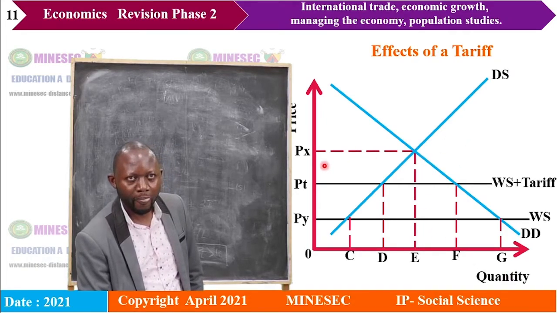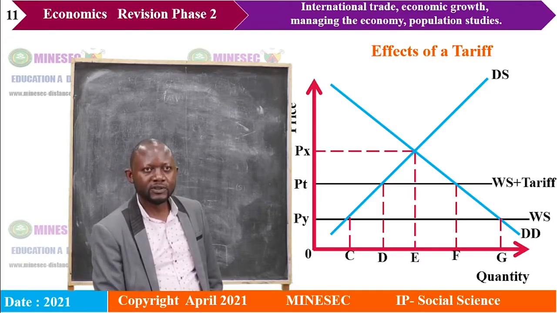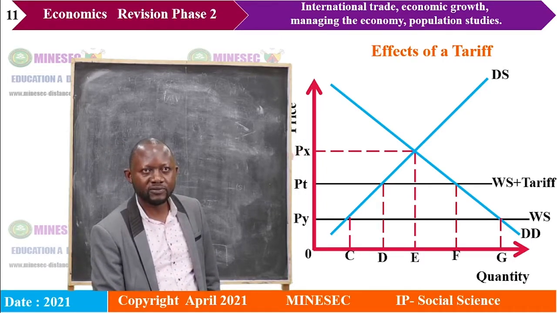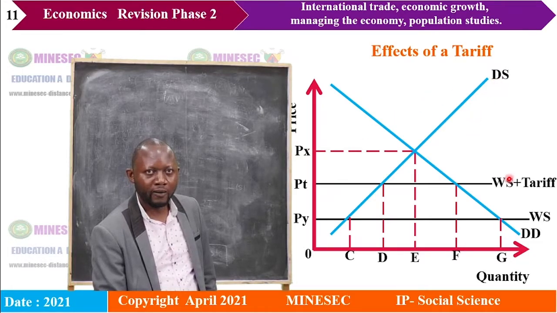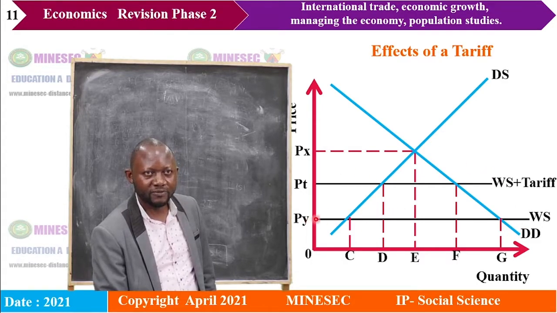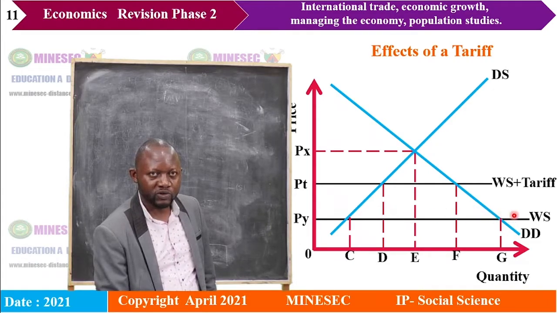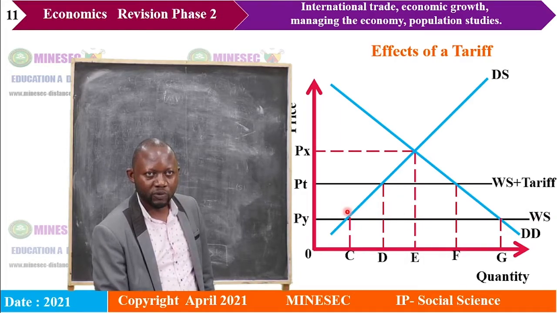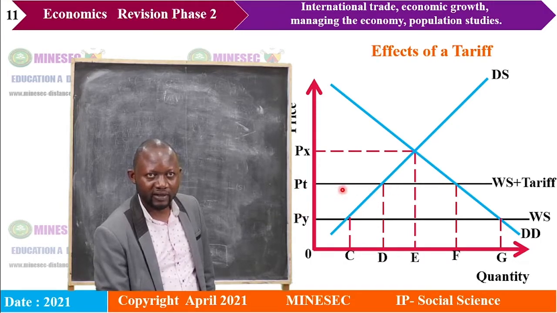With this diagram, the price PX stands in a position where the country is not yet involved in international trade. TS represents domestic supply, and DD represents domestic demand. When a country is engaged in free international trade, we are going to have this WS, this supply curve that is perfectly elastic, and the price is going to be PY. Now, an imposition of a tariff will cause the price to increase from PY to PT. So this other line represents world supply plus tariff.